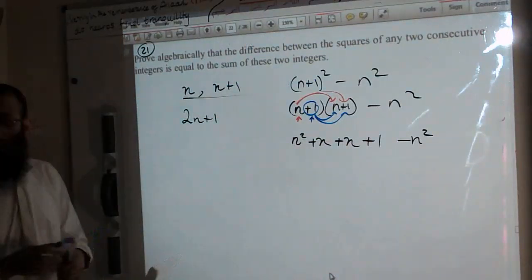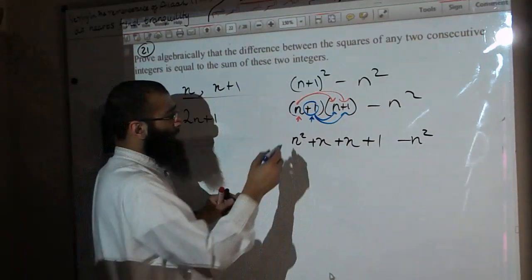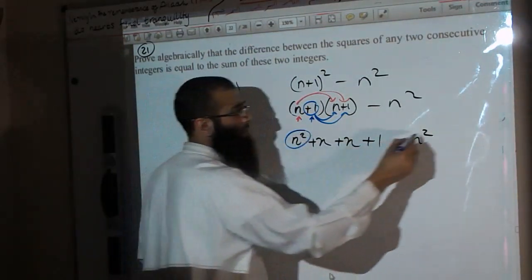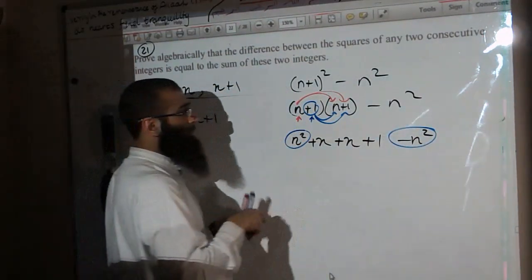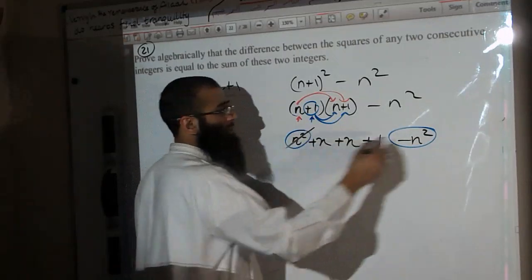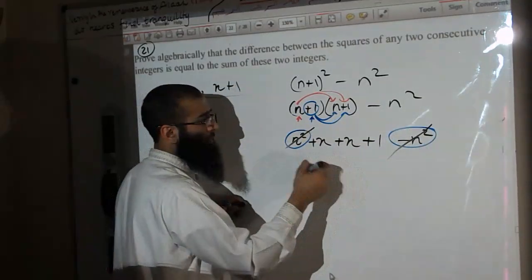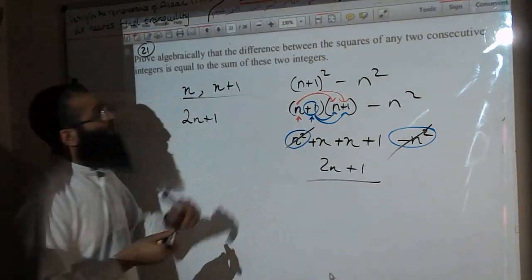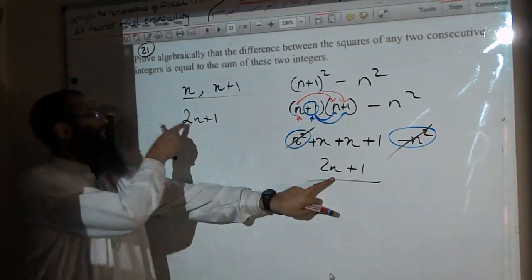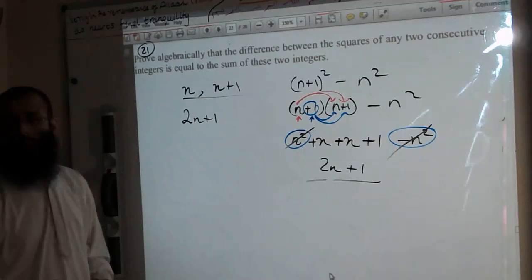Okay, right. We need to simplify that. So I have an n squared here and a minus n squared here. What happens to those two? They cancel each other out, they become 0, because n squared take away n squared is just nothing. So what we're left with is n plus n, which is 2n add 1. Okay, so does this give us the same answer as this? Yes, done.